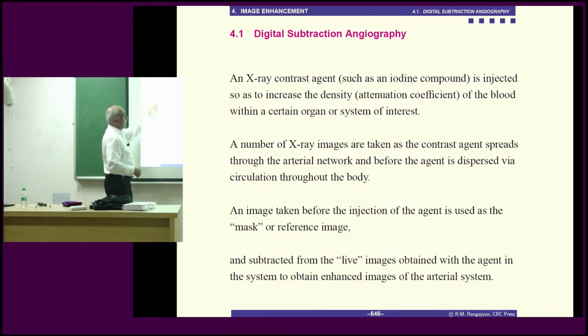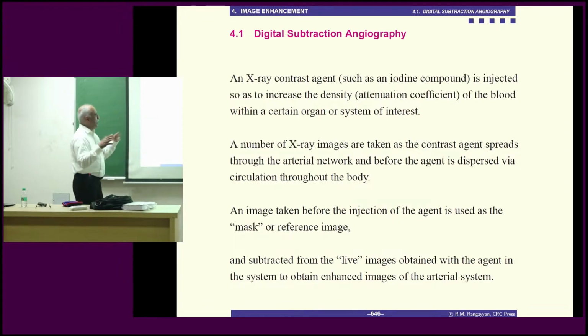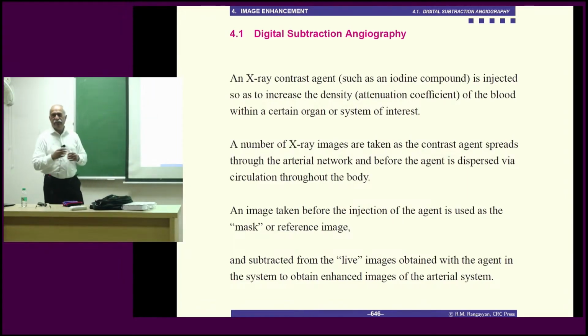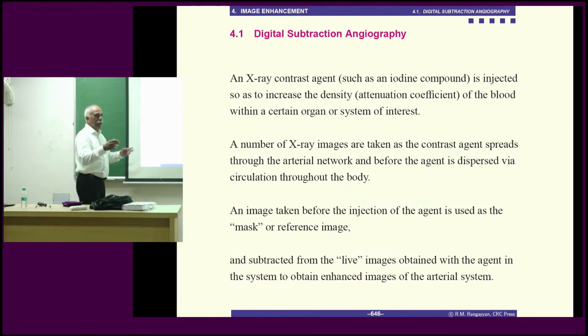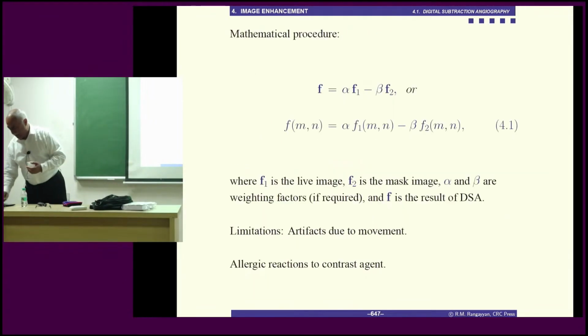A number of images are taken. I don't know how many they take. A few images are taken as the agent spreads through the arterial network and before it is dispersed and excreted out, so that will take more time. So within a few seconds, you do this. An image taken before the injection is used as a mask or reference, and you subtract that out from the live images where the contrast agent is coming through.